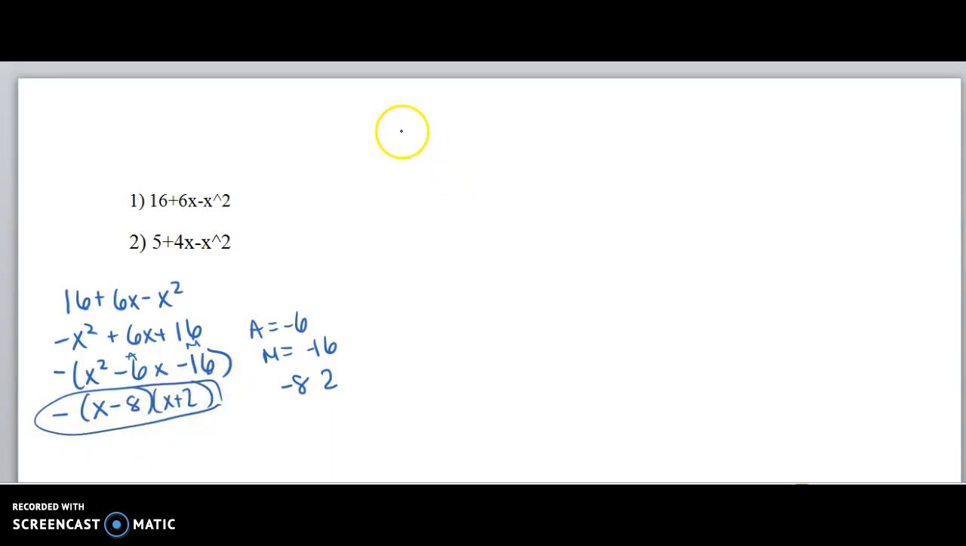The second way to do this problem is to leave it exactly as you see it and put an x here. X times x is x squared, but we need it to be negative. So let's put a negative here and a positive here. It actually didn't matter which one. Negative x times x is negative x squared. Now we still need to add to get 6 and multiply to get 16.